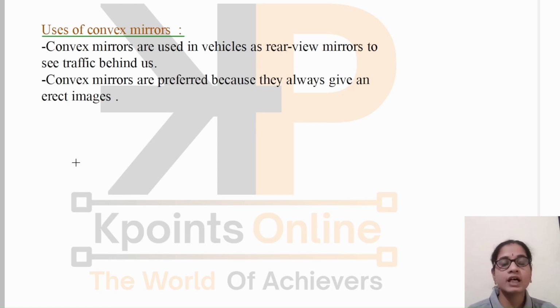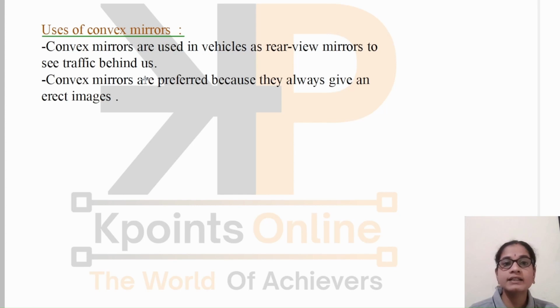So far we have learned how images are formed by spherical mirrors, that is, concave and convex mirrors. Here we are going to understand where we use these concave and convex mirrors. First let's see the uses of convex mirrors. Convex mirrors are used in vehicles as rear view mirrors to see traffic behind us.